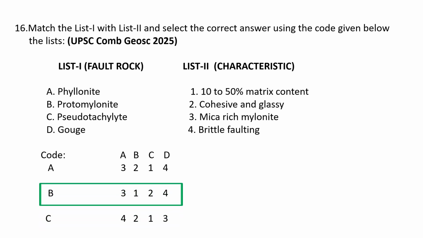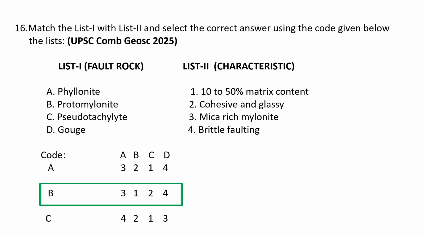So from this, B is the correct option as it goes as a phyllonite. So phyllonite is nothing but a mica-rich mylonite. Phyllonite is essentially a mica-rich mylonite, meaning it is a type of mylonite rock that has a high concentration of mica minerals like biotite and muscovite, giving it a texture which is similar to a phyllite rock, and hence the name phyllonite. Next is a protomylonite.